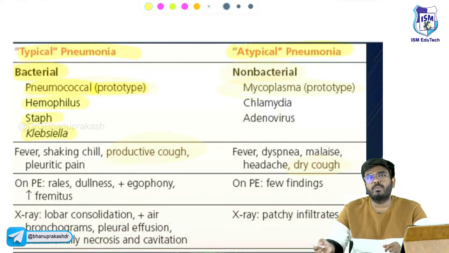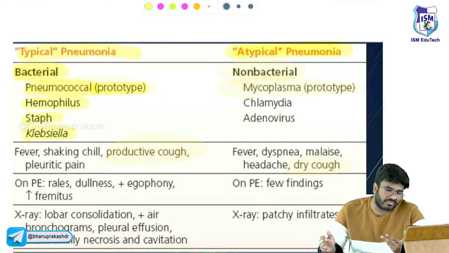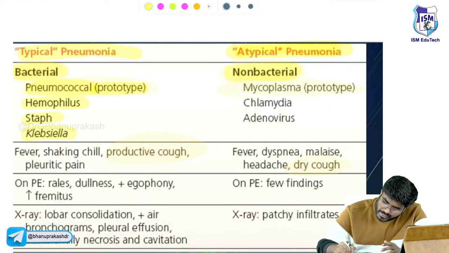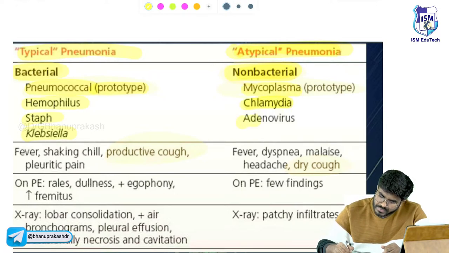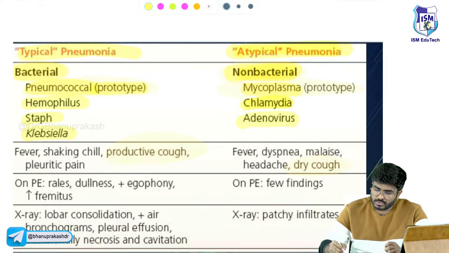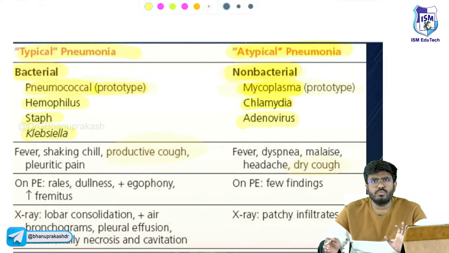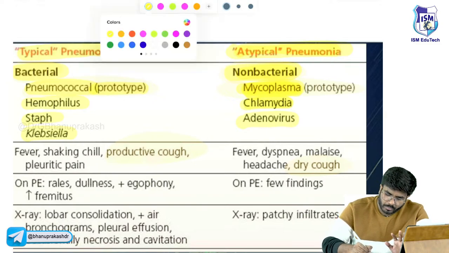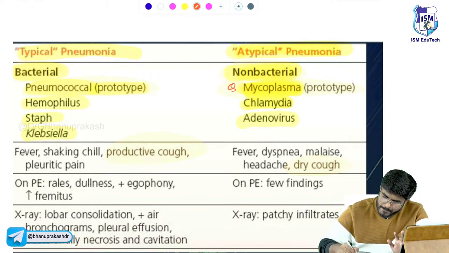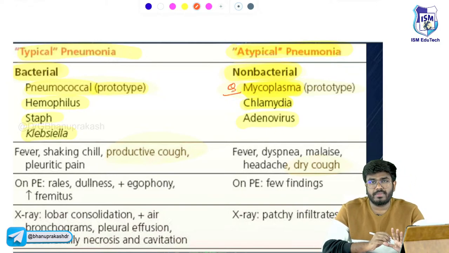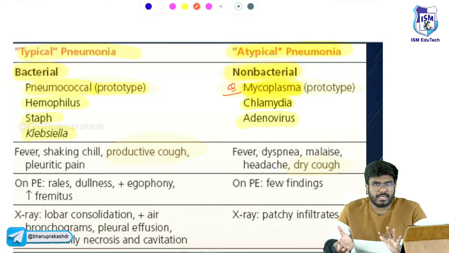Then what is atypical pneumonia, sir? Atypical is not because of bacteria; it's because of some virus or fungus, something like that. Non-bacterial in origin, like mycoplasma, chlamydia, adenovirus. Mycoplasma is usually not considered a typical bacterium, but it is the exception. Mycoplasma pneumoniae is very, very important; lots of times this question has been asked. Mycoplasma is going to cause atypical pneumonia.